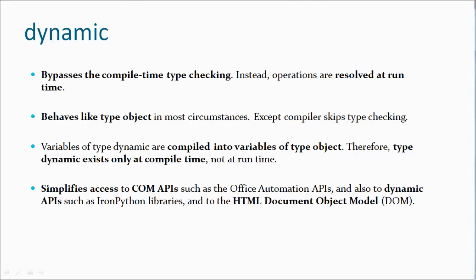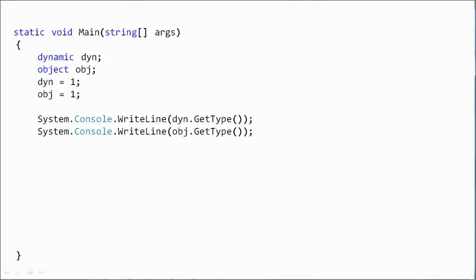To understand it, let us see this example. One can easily get confused between the object type and the dynamic type, as both are able to store any type of data. Although at runtime they behave the same way, at compile time the dynamic keyword tells the compiler to skip any type checking. For example, in this program, we have declared dyn as dynamic and obj as object and initialized them with 1. If we check the type, in both cases it will be integer.